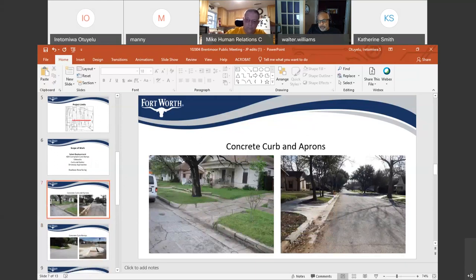The pictures here show the current condition of some places on the streets. The picture on the left here shows an example of a damaged driveway, as well as the concrete curbs and aprons. And the picture on the right shows what it's going to look like after we're done with our construction project.